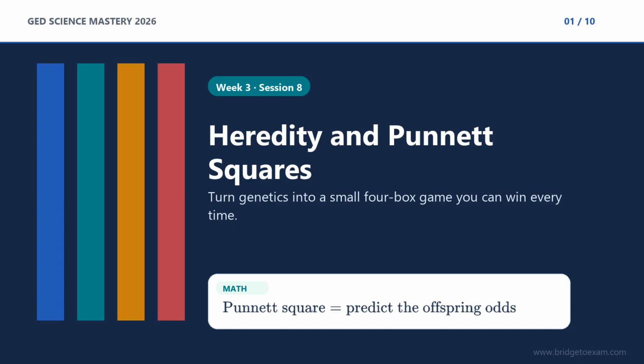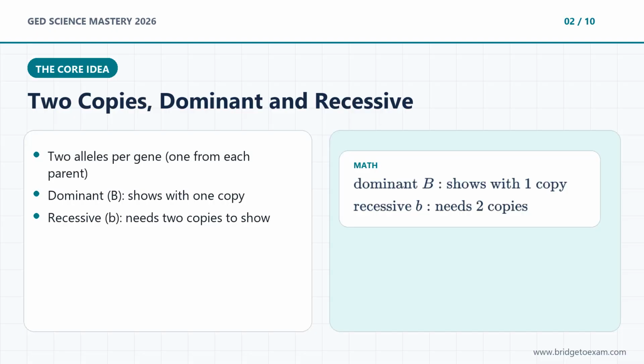Heredity questions are among the most predictable points on the entire GED. If you can fill in a simple 4-box grid called a Punnett square, you can answer almost all of them. So today we turn genetics from something that sounds scary into a small, friendly game you can win every single time. Let's play.